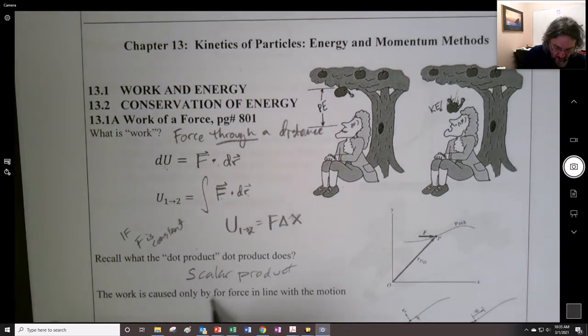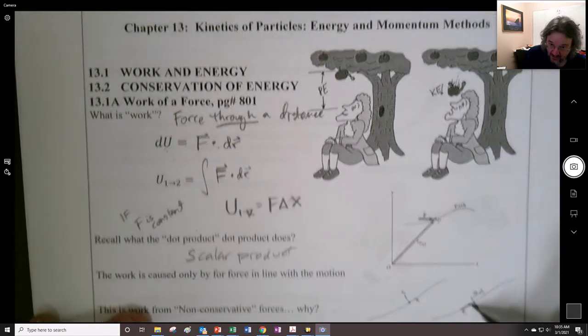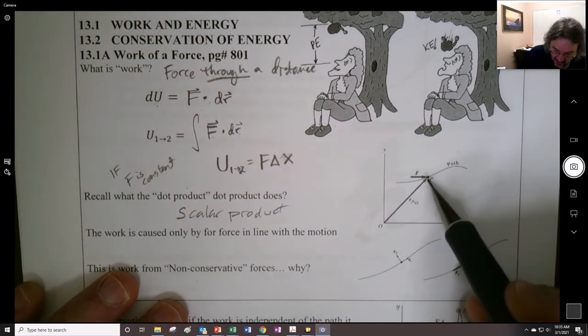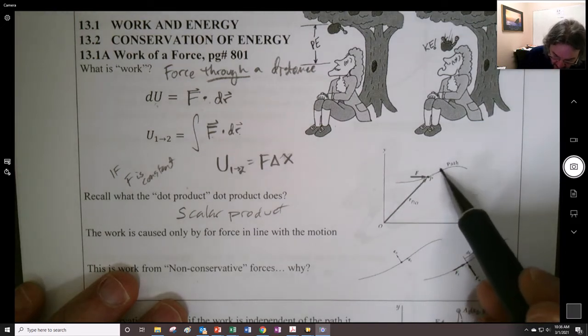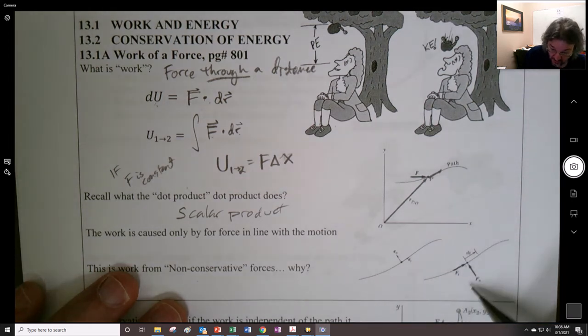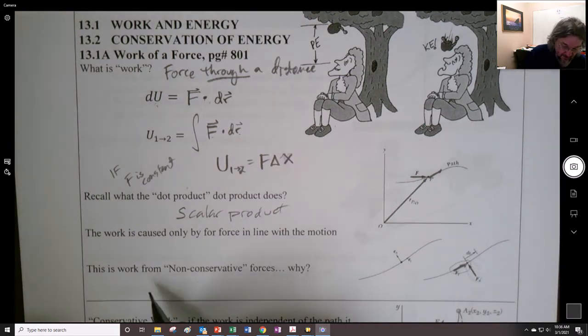Work is caused only by the force that's in line with the motion. That's something I've often mentioned already right here. So if you had a force like you see right in here, and this is moving to right here, it's only the force that's in line with that motion. So you could break it apart into a normal and tangential component. It's only this amount of force and that incremental distance that it's moving right here.